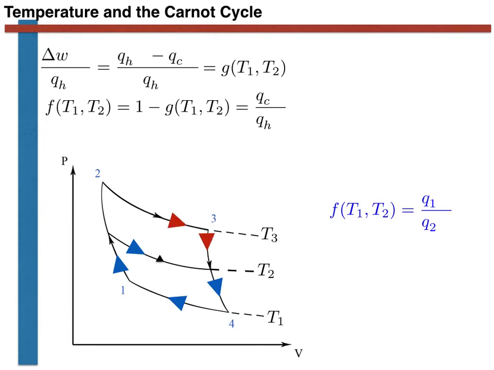The operations for the second of our engines are shown in red here. This engine operates between T3 and T2. It thus takes in Q3 joules of heat from the heat bath and outputs Q2 joules of heat to the heat sink. The f of T2, T3 value for this engine is thus Q2 divided by Q3, as shown in red on this slide.